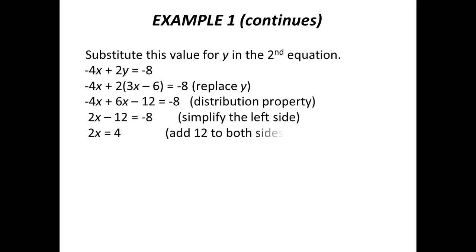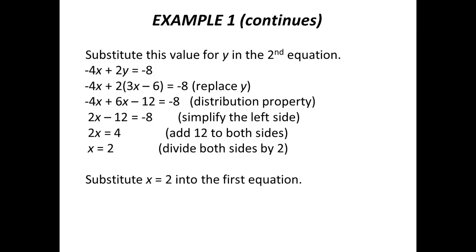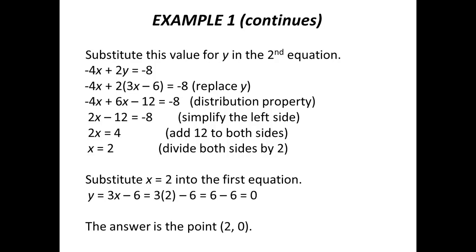Distributing and simplifying yields a solution of x equals 2. This gives us half of our solution. A double substitution method is now taking the x equals 2 and substituting that back into the first equation. This yields y equals 0. So therefore the point (2, 0) is a common solution to the system.